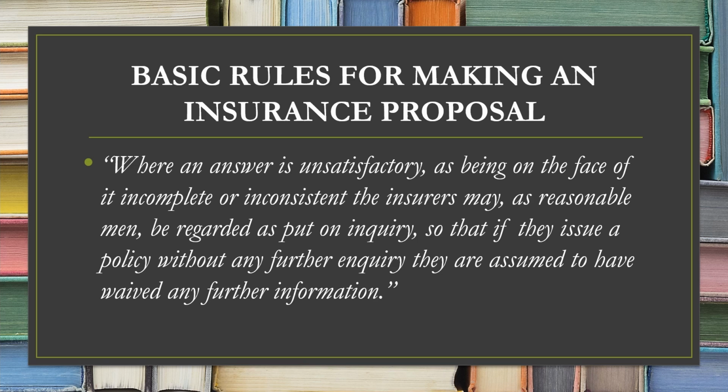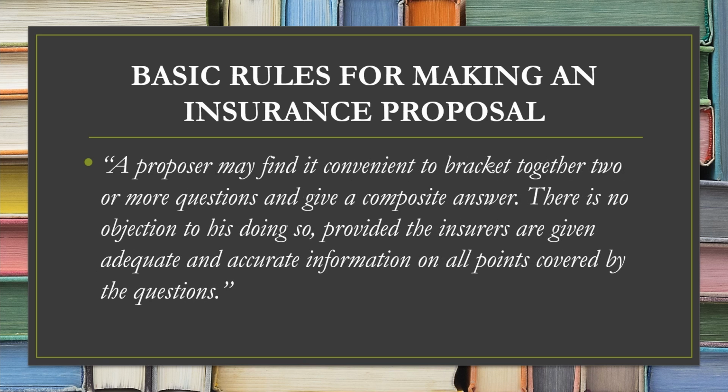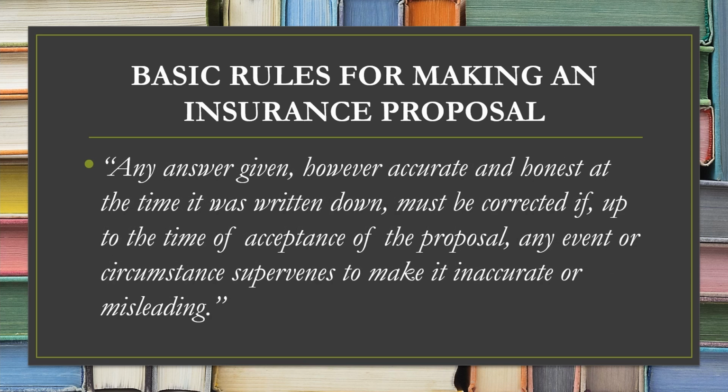E. Where an answer is unsatisfactory, as being on the face of it incomplete or inconsistent, the insurers may, as reasonable men, be regarded as put on inquiry, so that if they issue a policy without any further inquiry, they are assumed to have waived any further information. F. A proposer may find it convenient to bracket together two or more questions and give a composite answer. There is no objection to his doing so, provided the insurers are given adequate and accurate information on all points covered by the questions. And G. Any answer given, however accurate and honest at the time it was written down, must be corrected if, up to the time of acceptance of the proposal, any event or circumstance supervenes to make it inaccurate or misleading.